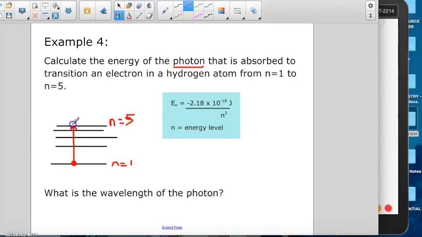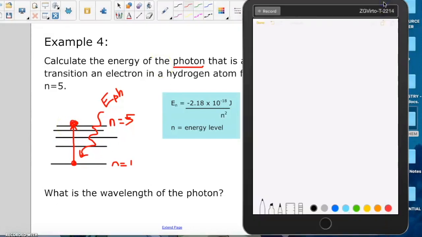And in order to reach N5, the electron has to absorb a photon that has a certain value of energy. That is what we're going to calculate first: the energy of the photon that the electron has to absorb in order to jump from N1 all the way to N5. And we're going to do exactly the same as we did in the previous problem.